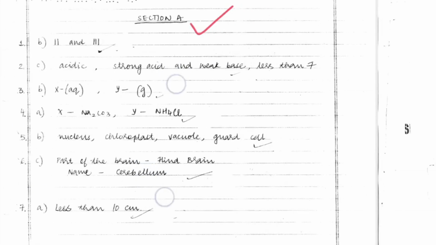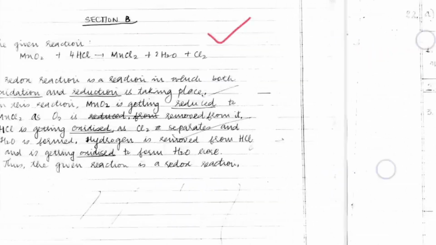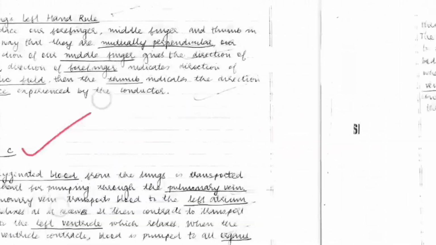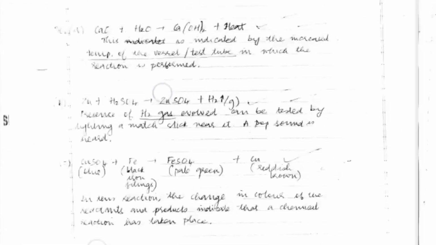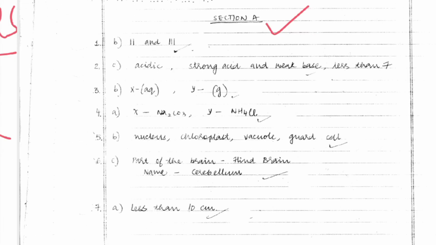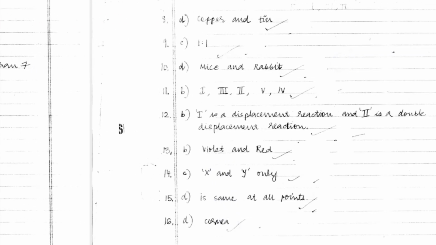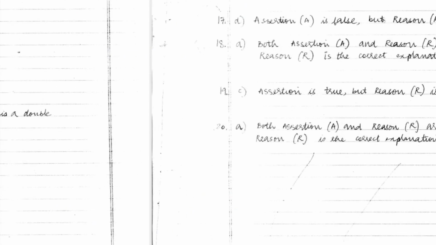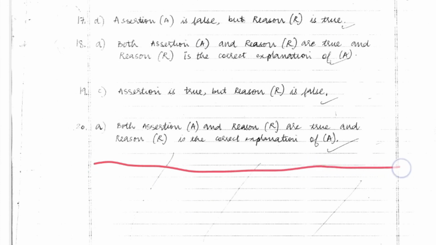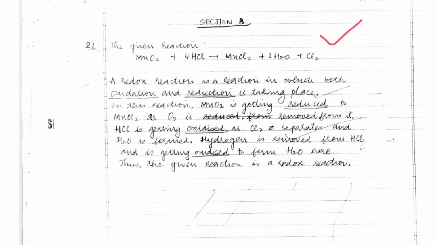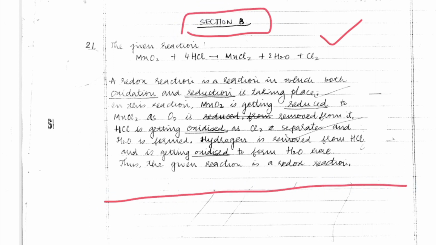Let's start. So first step, he started with section A, and then he went with section B, then section C, and then section D. So he did it in an orderly way. He started with section A, and he got all 7 questions correct in the first page. He did it in order, and then he left a space. Make sure you draw a line just in case it looks neat, but do it at the end of the paper. And then in section B, he highlighted the important points: reduction, oxidation, oxidized, reduced.